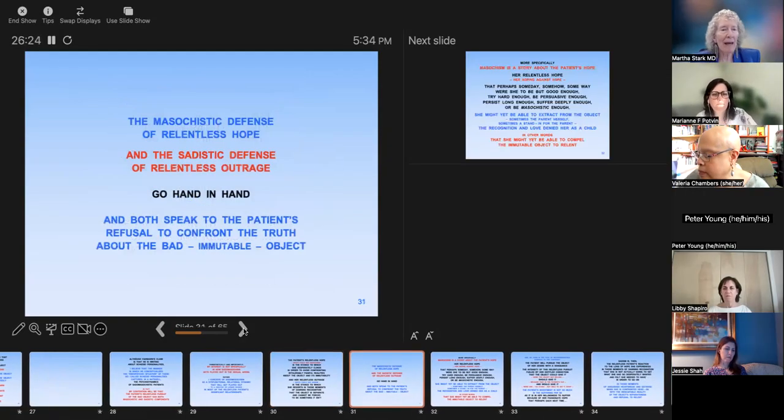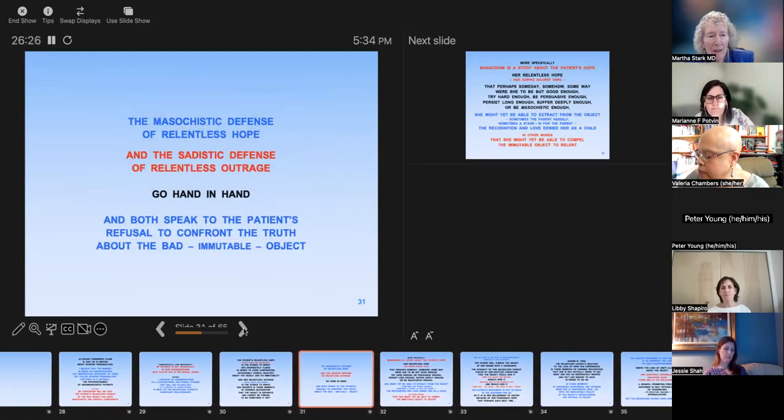The masochistic defense of relentless hope and the sadistic defense of relentless outrage always go hand in hand, although again, one or the other may well be unconsciously repressed, or maybe consciously suppressed, or you can be in denial. And both speak to the patient's refusal to confront the truth about the bad, immutable object.